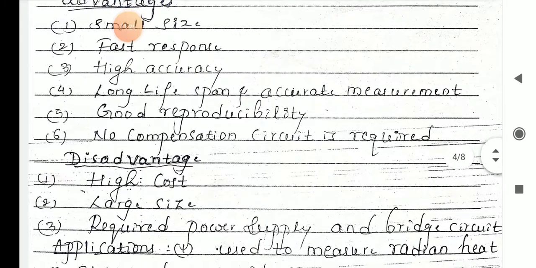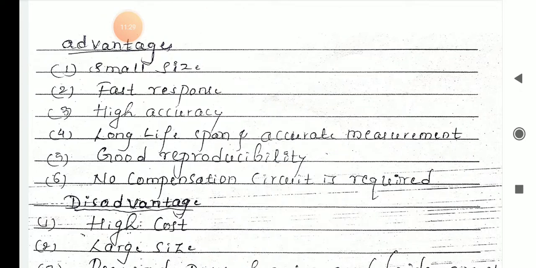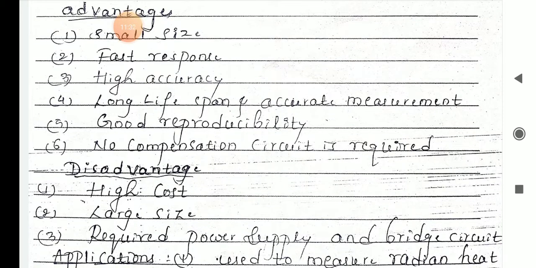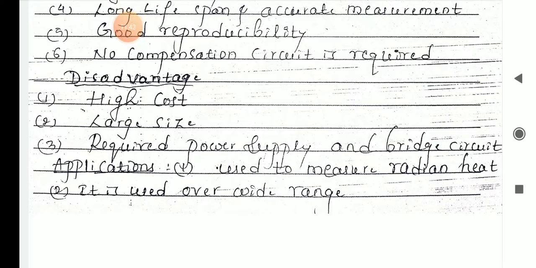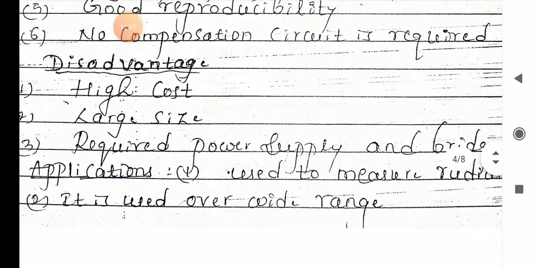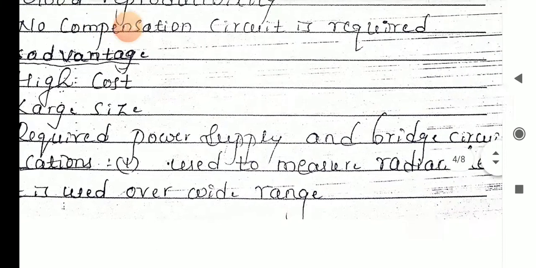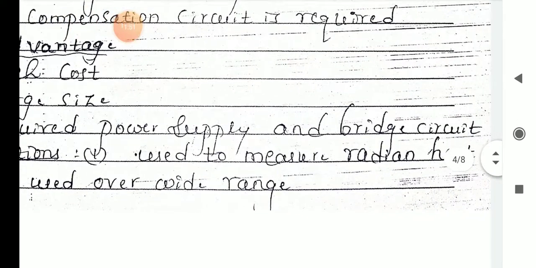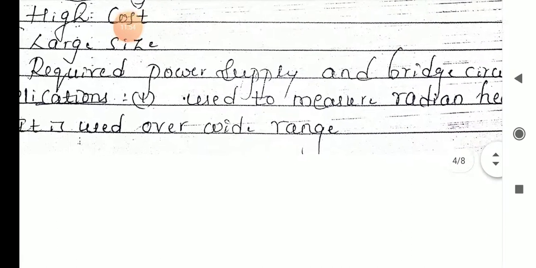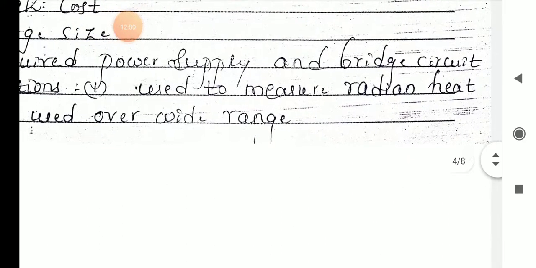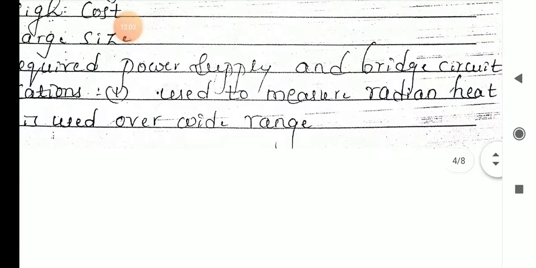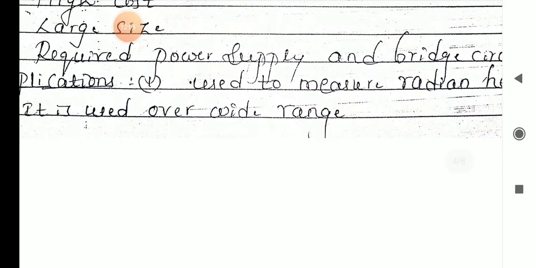So next, advantages of PT100: small in size, fast response, high accuracy, long lifespan, accurate measurement, good reproducibility, no compensation circuit is required. Next, disadvantages: high cost, large size. Third one, requires power supply and bridge circuit. Next, application: it is used over a wide range, and used to measure the radiant heat.